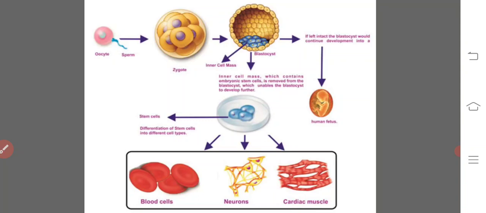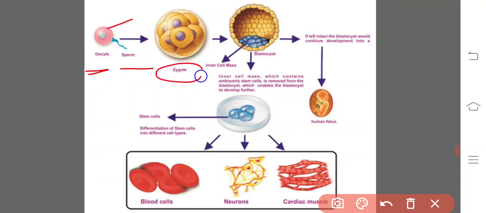This is the embryonic stem cells. They are extracted from the embryos and are thought to hold the most potential because these cells can give rise to virtually any specialized cell in the human body. See here, there is an oocyte and sperm. Sperm fertilizes the egg, and here the zygote, and this is the blastocyst, inner cell mass. So these are the embryonic stem cells.